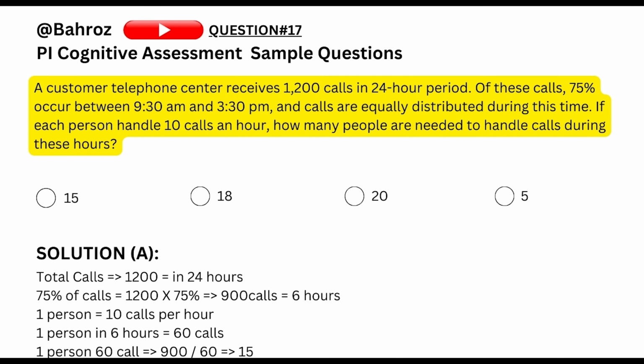So how many people are needed to handle calls during these hours? If 1 person can handle 60 calls, how many people do we need to handle 900 calls, which would be 900 divided by 60, and the answer is 15.